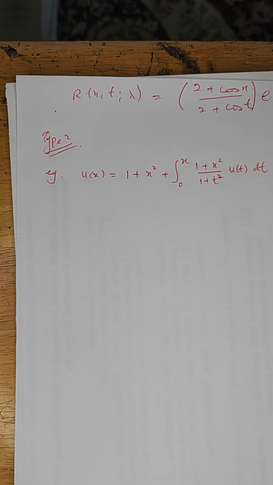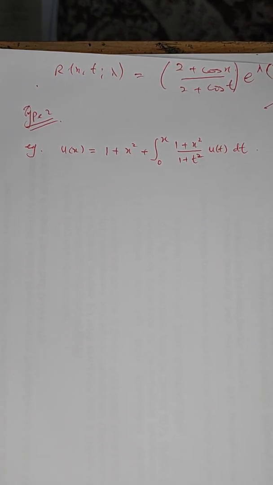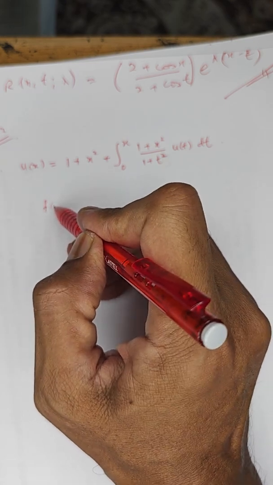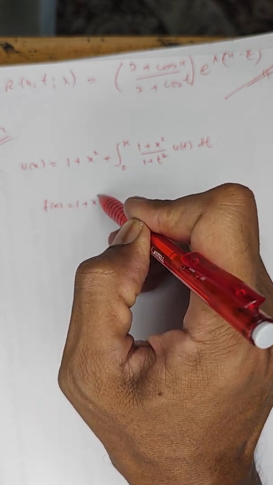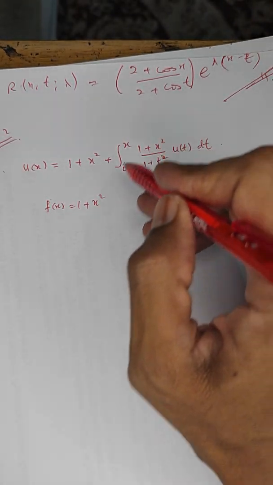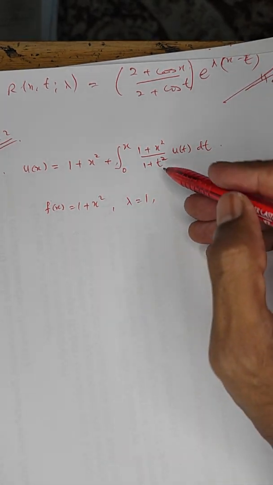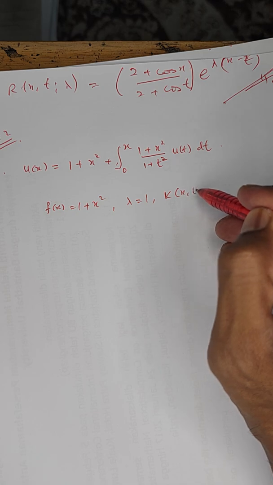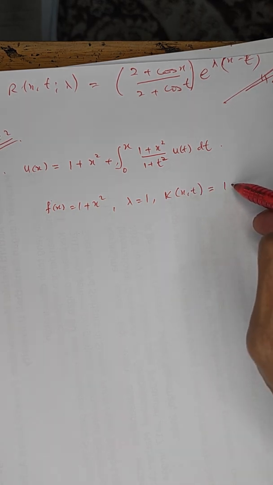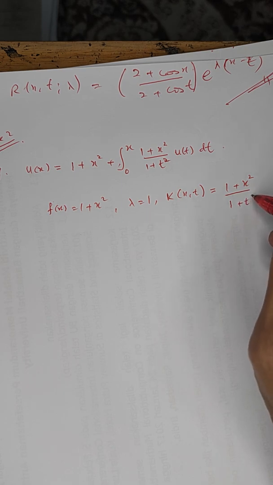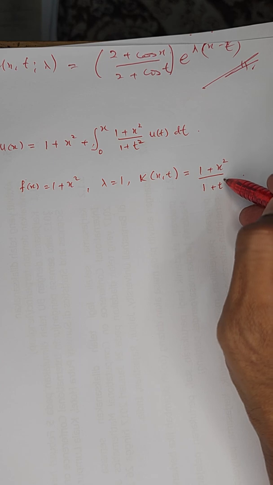Okay, let's consider that. Now here we have f(x). Our f(x) is equal to 1 plus x squared. Our lambda is equal to 1. And our k(x, t) is given as (1 plus x squared) over (1 plus t squared).